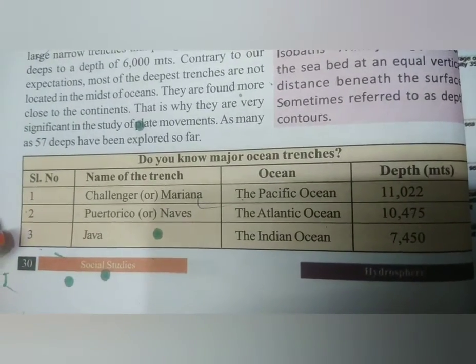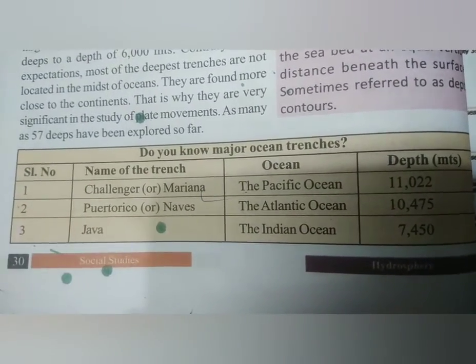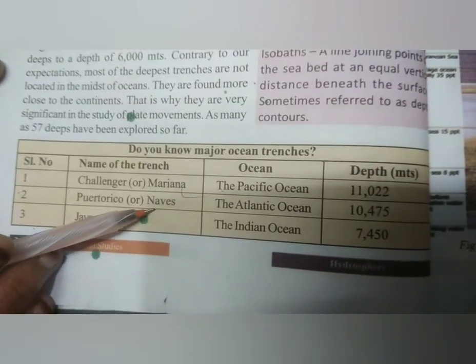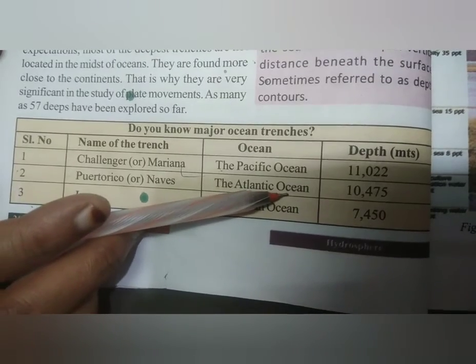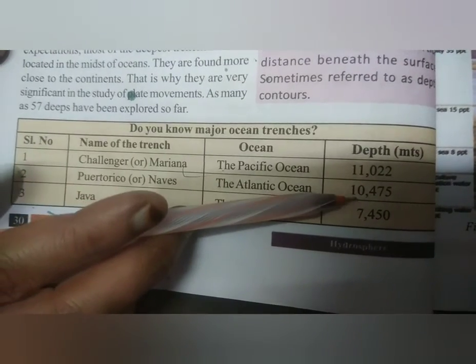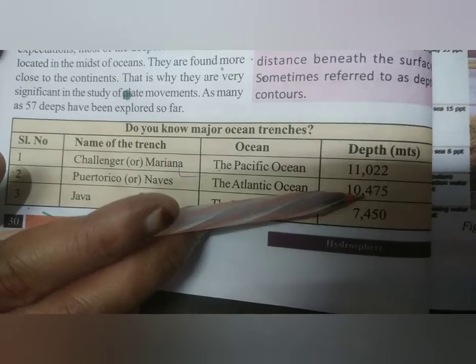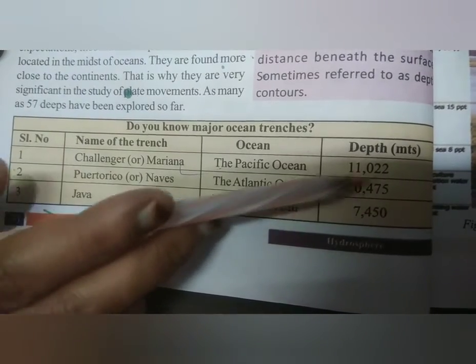Now see the second one here. Nares, Puerto Rico or Nares here. So which ocean does it come in? The Atlantic Ocean. So how much depth is it? It has 8,475 depth. Okay.